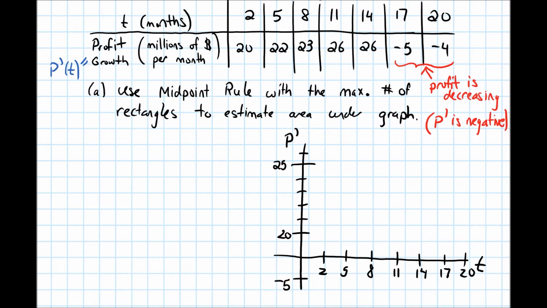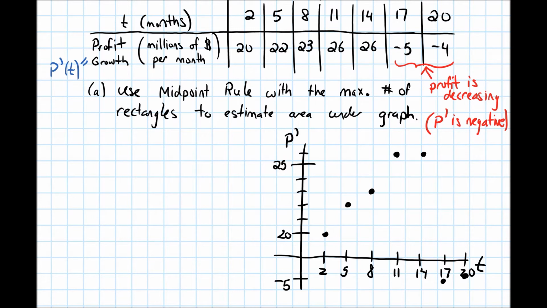So plotting points now. When t is 2, the output is 20. At 5, we get 22, so 2 units up. At 8, we're up to 23, so it's climbing. At 11, we're all the way up to 26. At 14, we stay at 26. At 17, it drops to negative 5, so it drops below the t-axis. And then at 20, it's at negative 4, so it's a little bit higher.